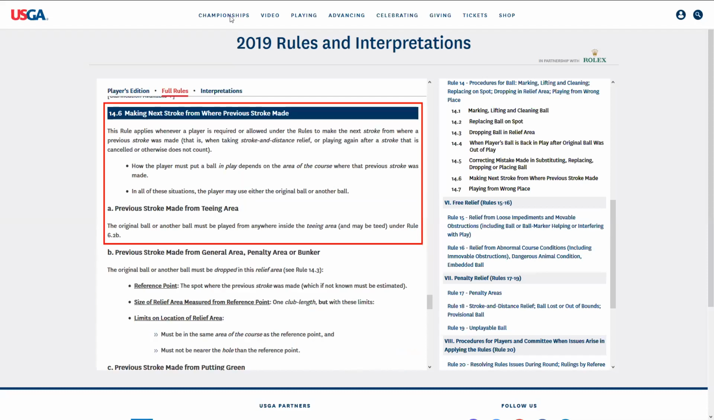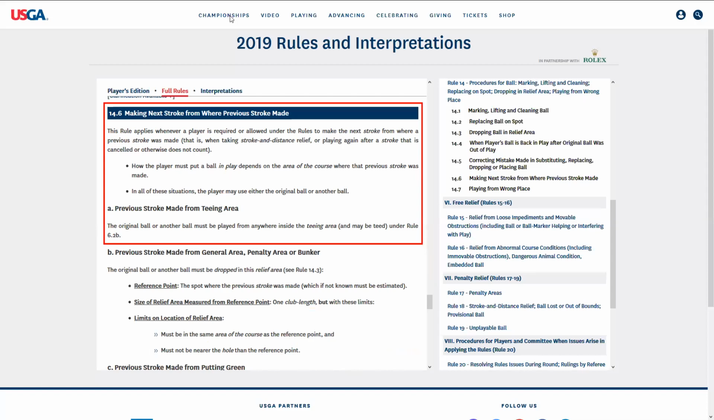14.6. Making next stroke from where previous stroke made. This is the old 20.5. This rule applies whenever a player is required or allowed under the rules to make the next stroke from where a previous stroke was made. That is, when taking stroke and distance relief or playing again after a stroke that is canceled or otherwise does not count.